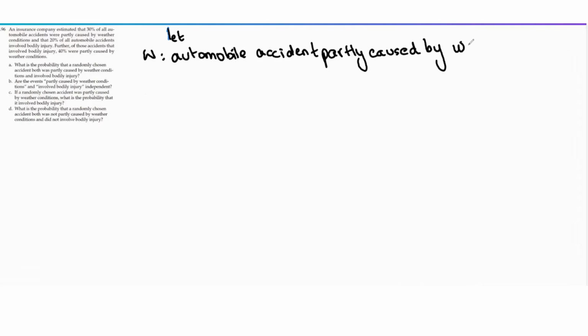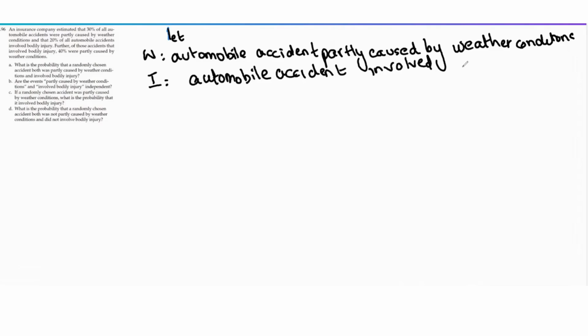So we can just first define that. And we're going to define I as automobile accident involved bodily injury. So these are the two events in this question that we want to look at. Now let's write down the information given to us.